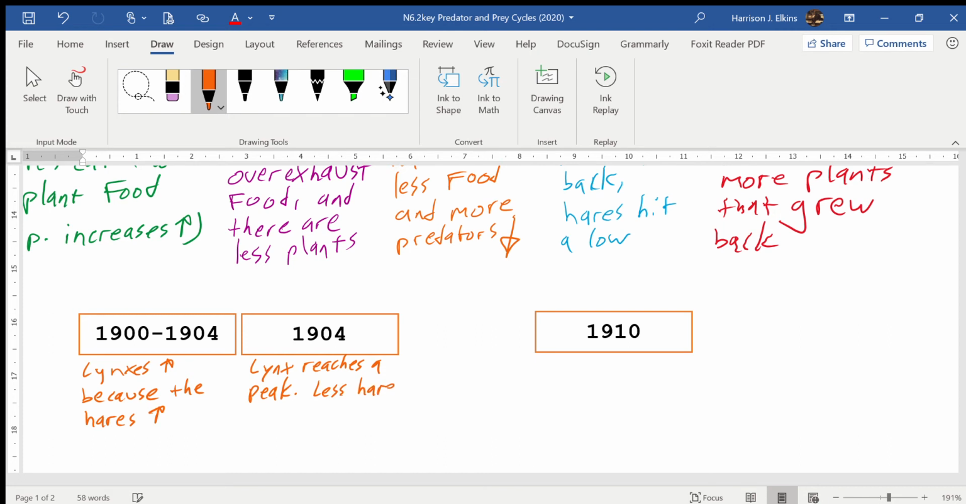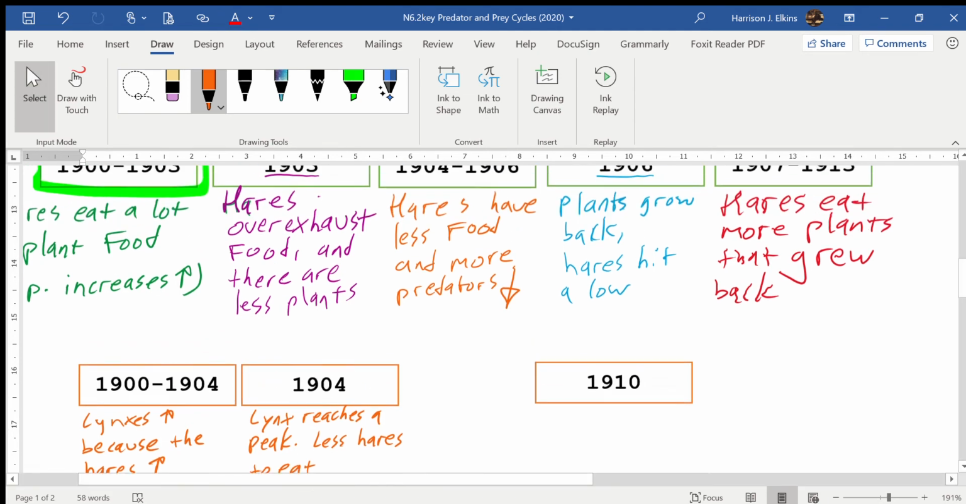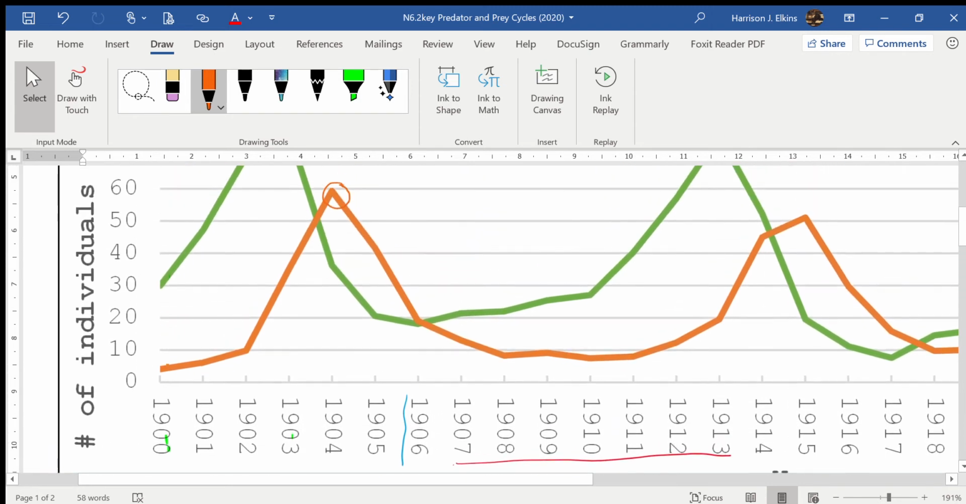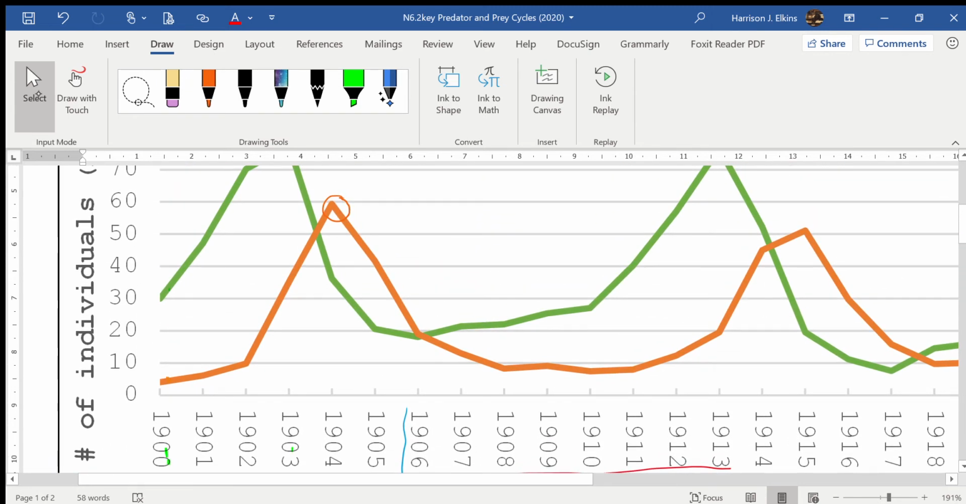And partially that's because of the lynx, so the lynx is overexhausting their resources because there's more lynxes. But also, it's because the hares themselves are overexhausting their resources. So we see less hares to eat, and so we start seeing the lynxes decreasing. Now, the lynxes are going to make a comeback, and so we see that here in the orange, and they make a comeback after the hares make a comeback. And the reason is because there are more hares to eat.